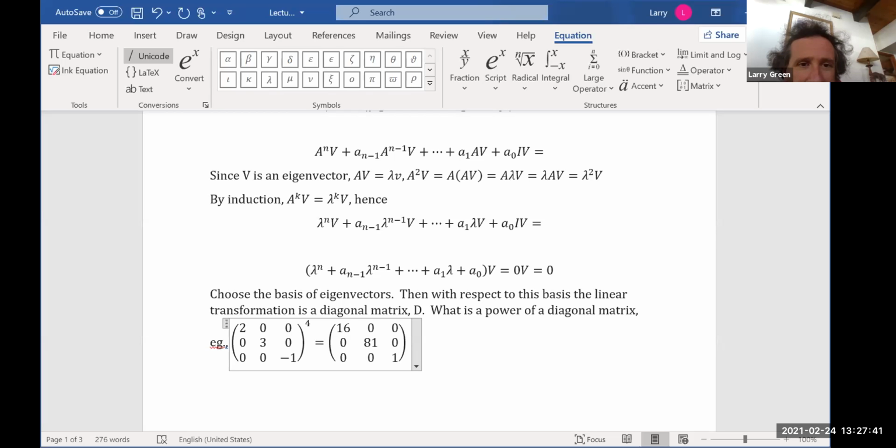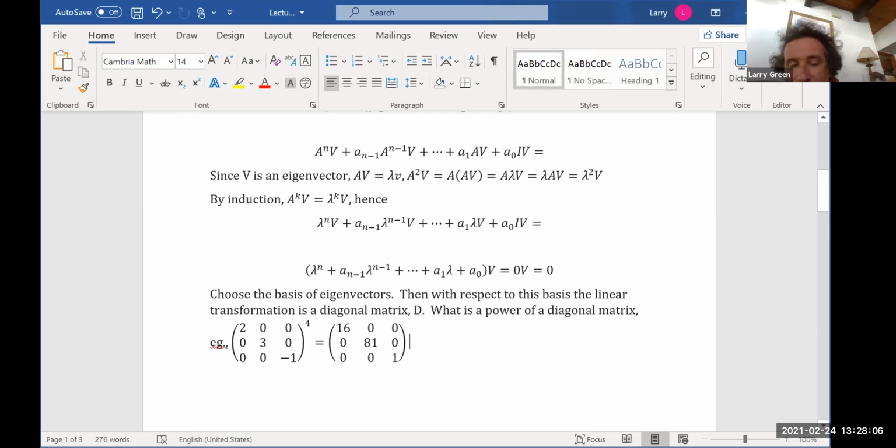All right. So what that tells us is if we plug our D into the characteristic polynomial, then all it's doing is treating the diagonal entries, which happen to be eigenvalues, individually.